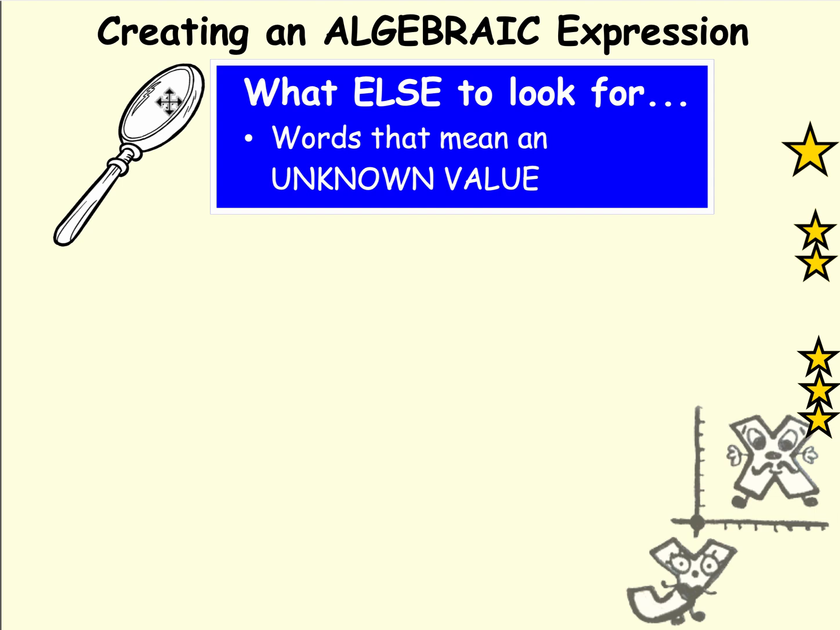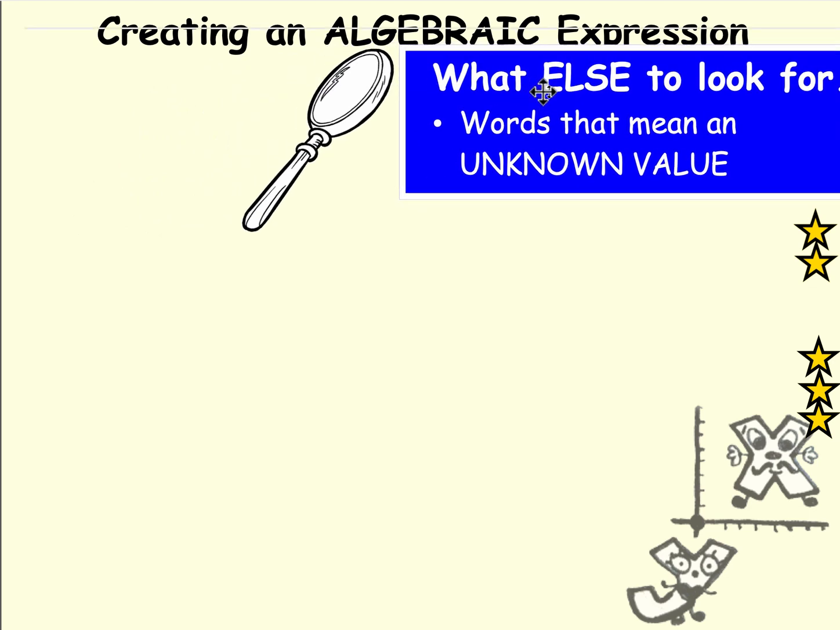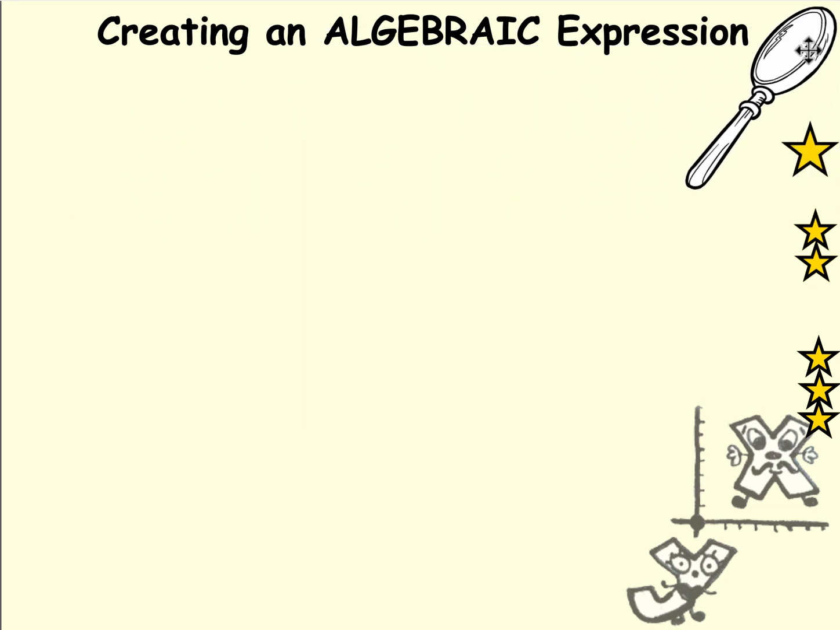So let's talk about creating an algebraic expression. So remember, algebraic expression means that it includes at least one variable. So when we're looking at an algebraic expression, in addition to what we were looking for before, numbers, words that mean numbers, words that mean operation, words that mean grouping symbols, we also want to look for words that mean an unknown value, something that tells me I have a number that I actually don't know what it is at the moment.